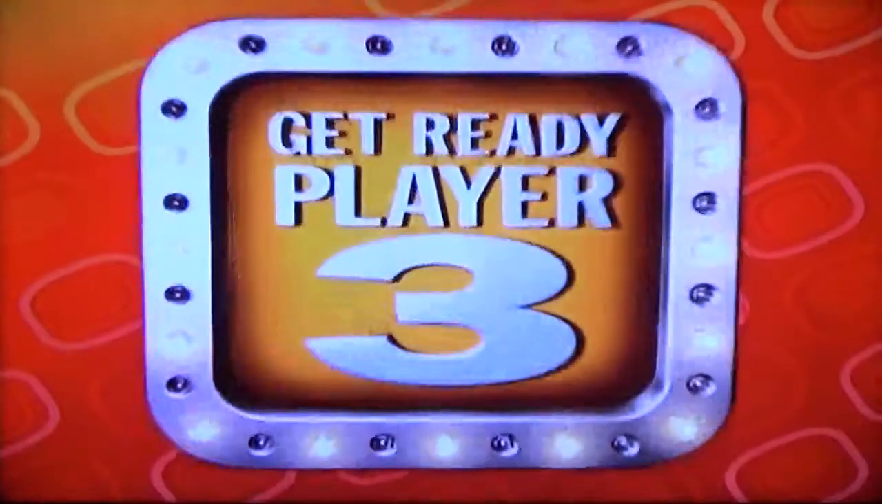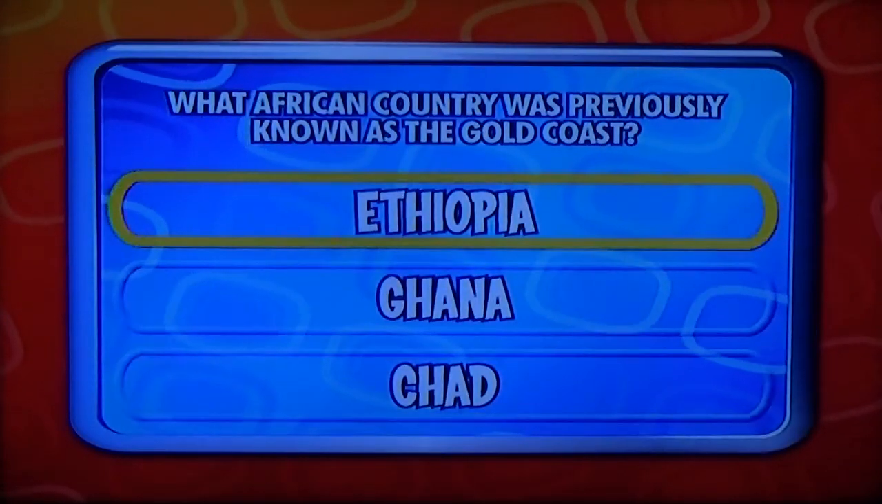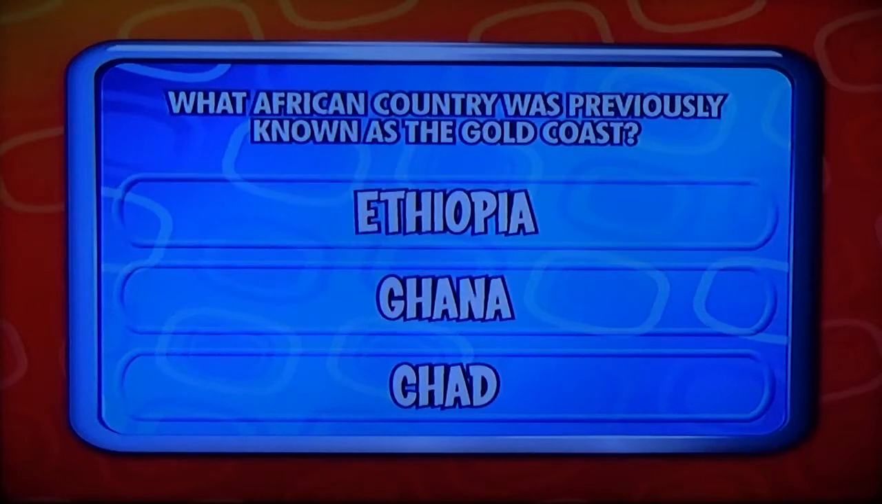And we go on. Round three, player three. And you could win. Oh, not yet. We still got our third question. So it goes to Eric for three spins. All right, Eric, for three spins, what African country was previously known as the Gold Coast? Is it A, Ethiopia, B, Ghana, or C, Chad?